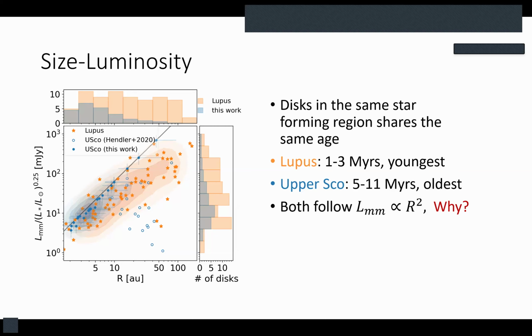Surprisingly, we found that both populations follow the same scaling distribution, in which the luminosity scales with R squared. So basically the surface density is the same.